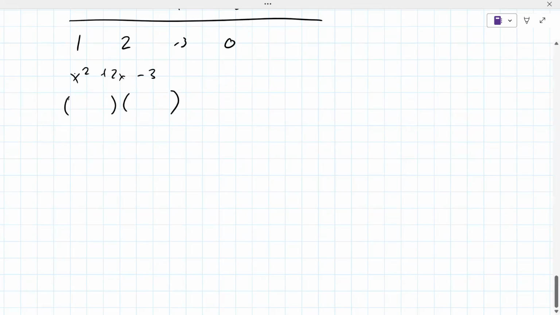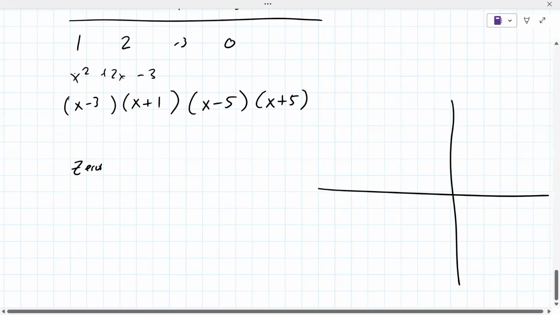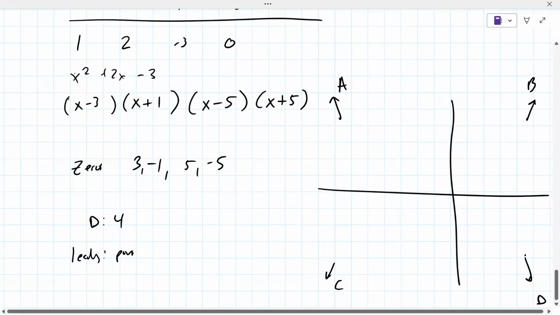x minus 3 times x plus 1. Okay, and the other factors we brought were these down here. Could you give me the zeros, please? 3, -1, 5, and -5. All right, so we said earlier the degree was 4 and the leading was positive. I'm gonna draw 4 arrows, and you're gonna tell me which of these we're keeping for degree 4 and leading coefficient positive.